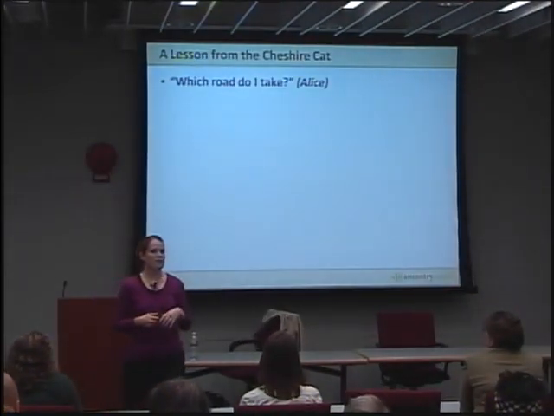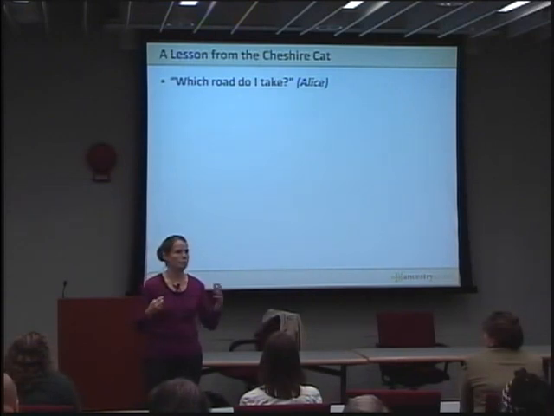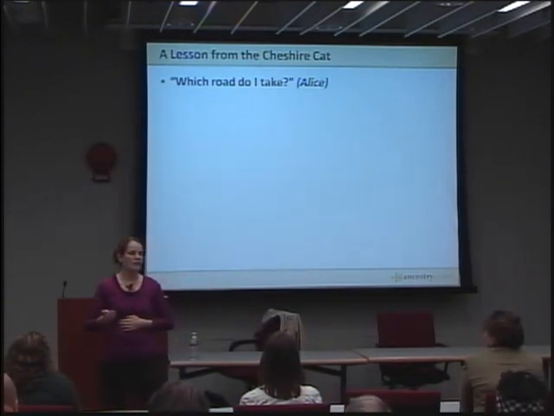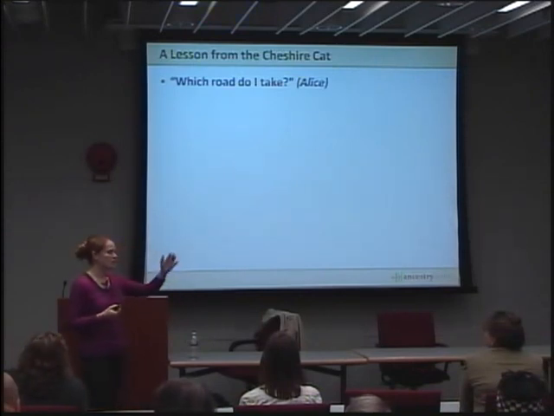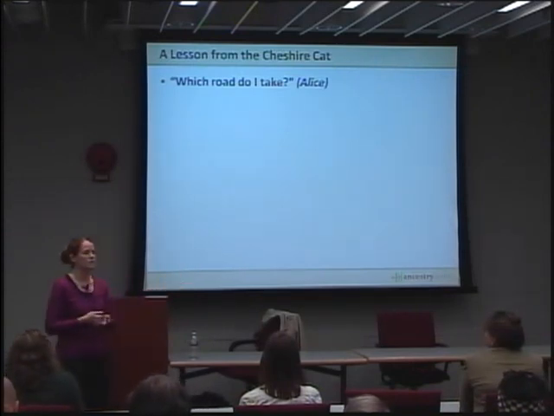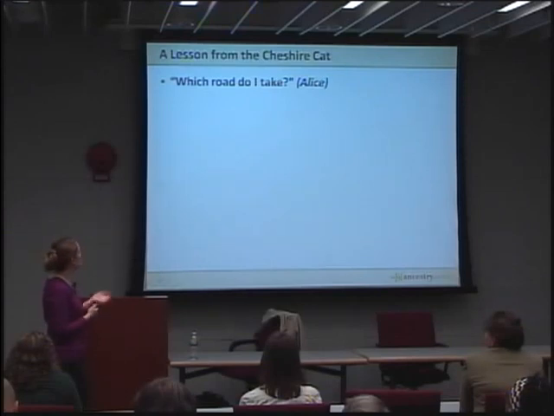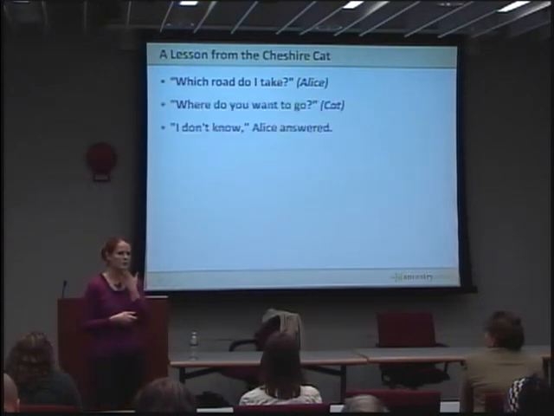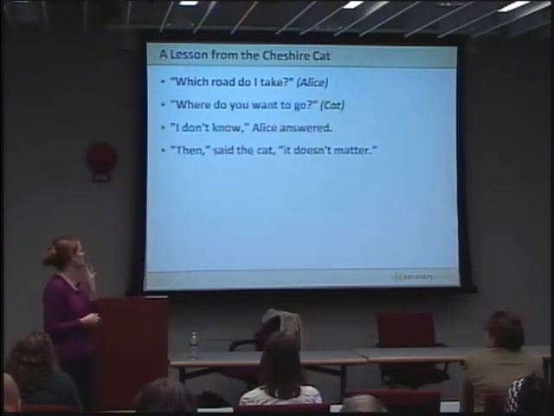I want to stop here and have a lesson from the Cheshire Cat. So Alice in Wonderland. You maybe have read the book or seen the movie. Alice is walking along and she comes to a crossroads and she meets the cat and she says to the cat, which road should I take? And he says, well, where do you want to go? And she's like, well, I don't know. And he says, well, then it doesn't matter which road you take.